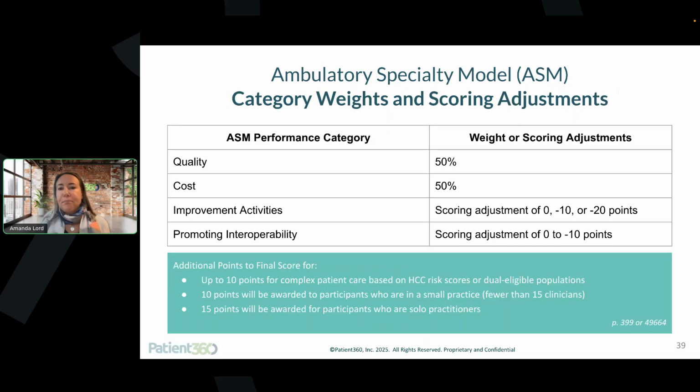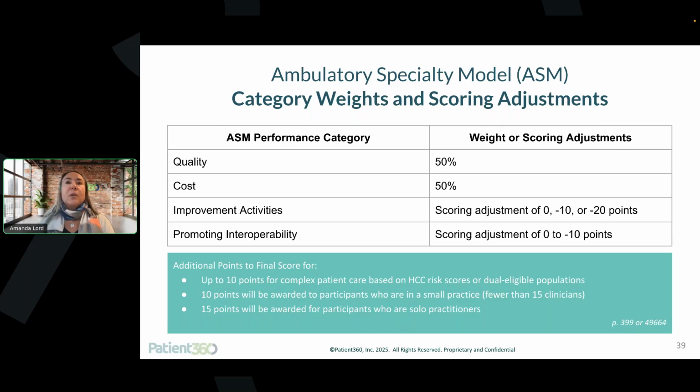Okay. So in order to calculate a score from 0 to 100, CMS has assigned an ASM performance category weight of 50% for both quality and cost. The improvement activities and promoting interoperability categories are not weighted. Instead, they function as pass-fail requirements. So ASM participants who fail to meet the reporting requirements for these categories will receive a negative scoring adjustment subtracted from their total score. Why are quality and cost worth so much?